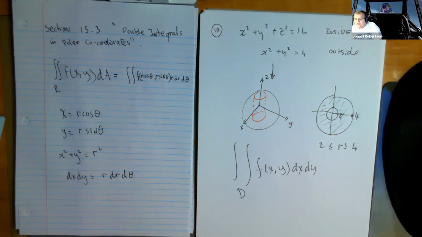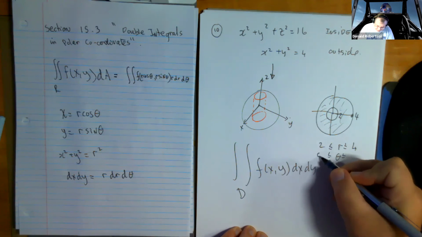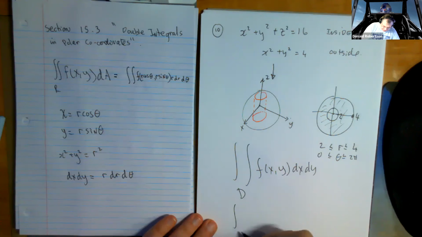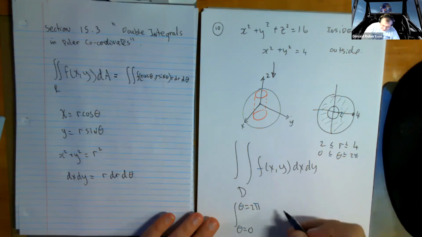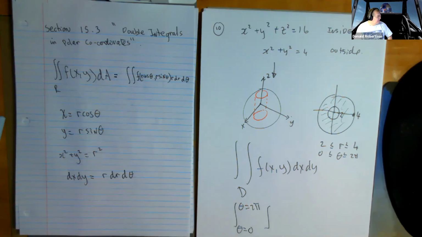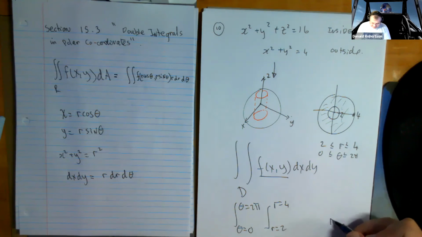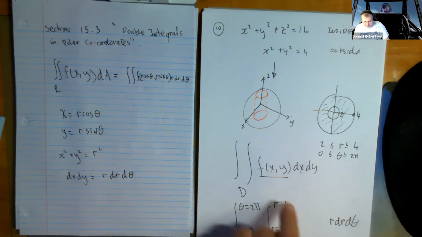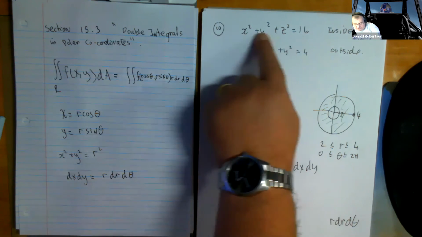Now, would you agree that theta is 0 to 2 pi? So this fella is going to be a 0 to 2 pi guy. And this fella here is going to be from a 2 to a 4 guy. So far, so good. Now, don't I need this fella, r dr d theta? Don't I need a z that is in terms of x and y? The only z in town is this guy, isn't it?